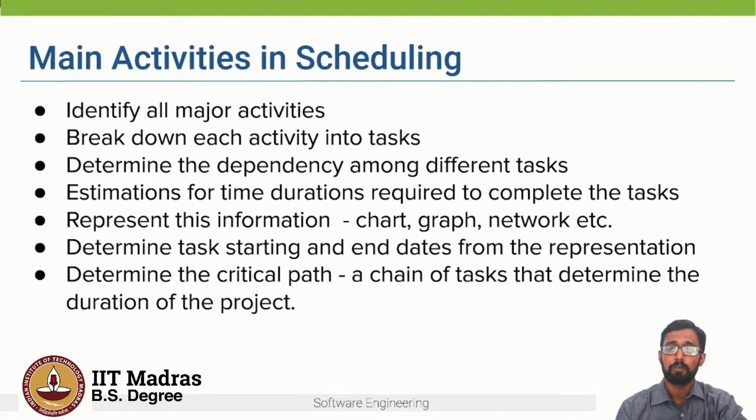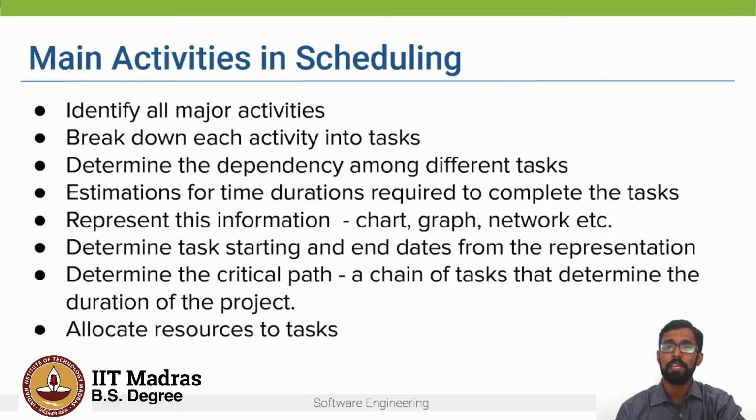And then what we do is we determine the critical path. A critical path is a chain of tasks that determine the duration of the project. So we'll be looking at what a critical path is. And finally, we allocate resources, people or equipment or other things to these particular tasks.